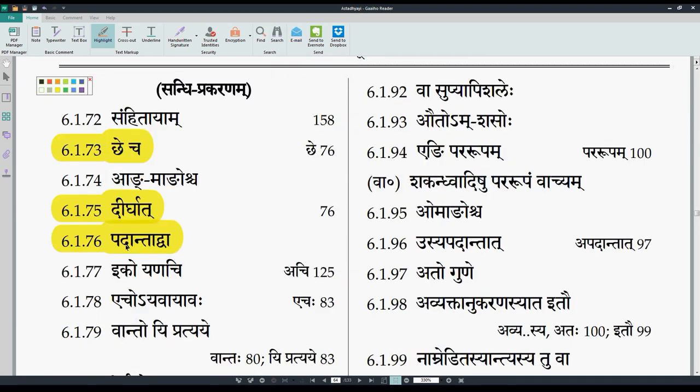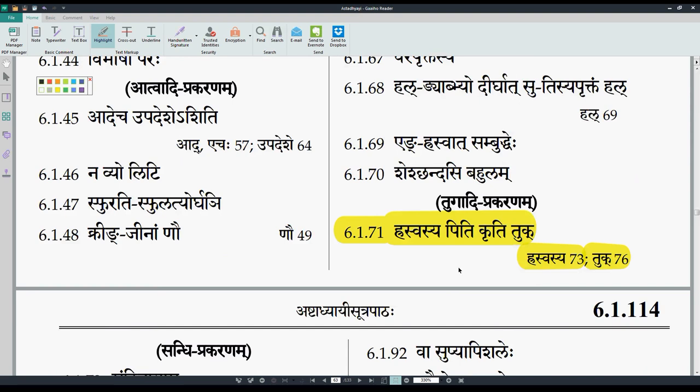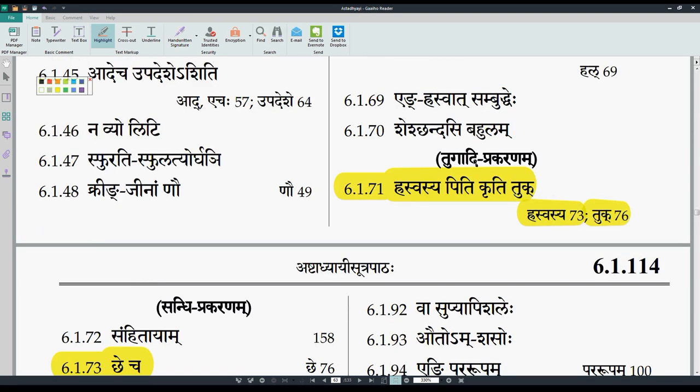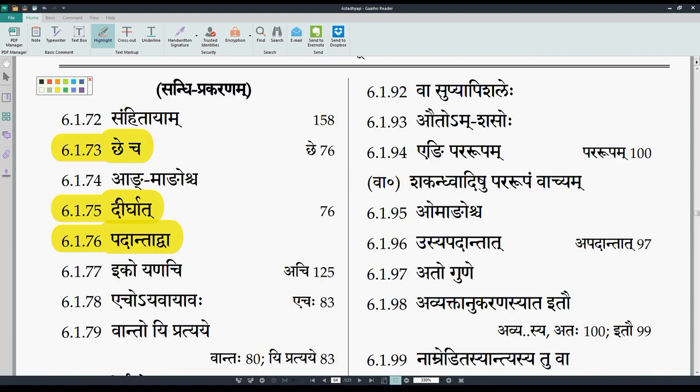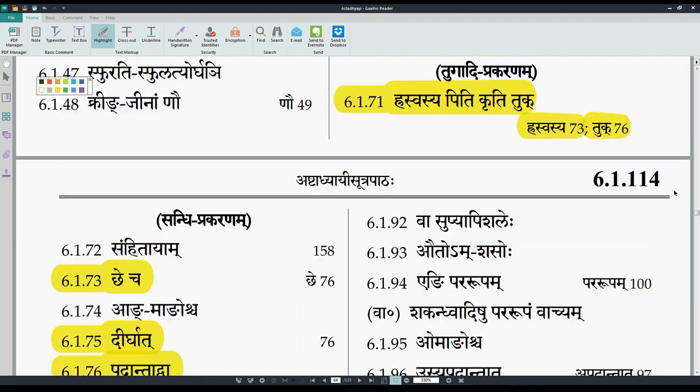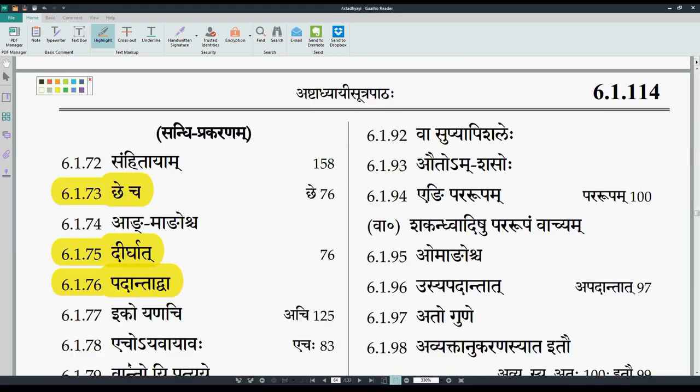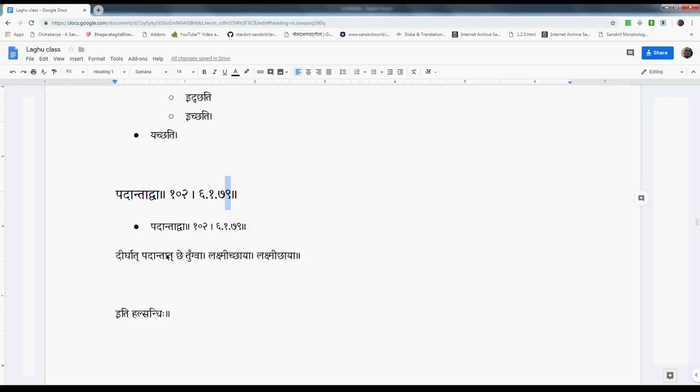Earlier, Hraswasya. Hraswasya tuk, from Hraswasya piti kriti tuk, Hraswasya checha tuk agama bhavati. Now dirghadapi bhavati, when padantad va. So vibhashaya dirghadapi bhavati tuk agama, optionally, vibhasha. So what does it say? Dirghat padantad che tug va vibhashaya.